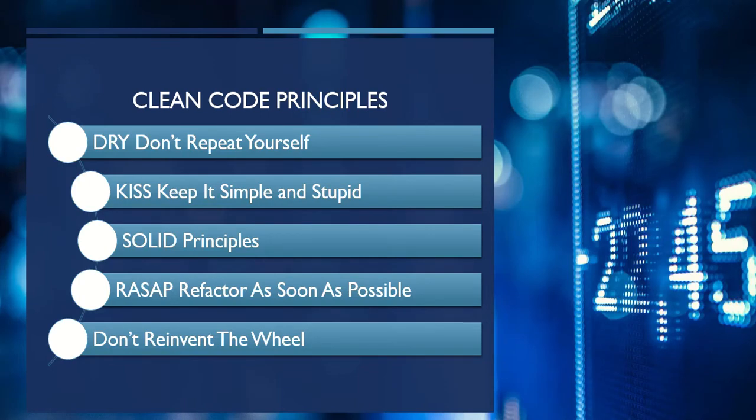Let's go through a few of the clean code principles. The first one is DRY: don't repeat yourself. Try to reuse the existing code. The second one is KISS: keep it simple and stupid. Don't mess with the code unnecessarily. Don't do over-engineering. If something can be done very easily, go for that.